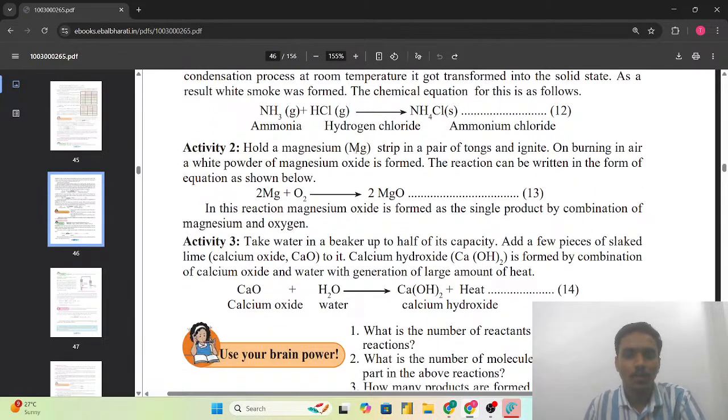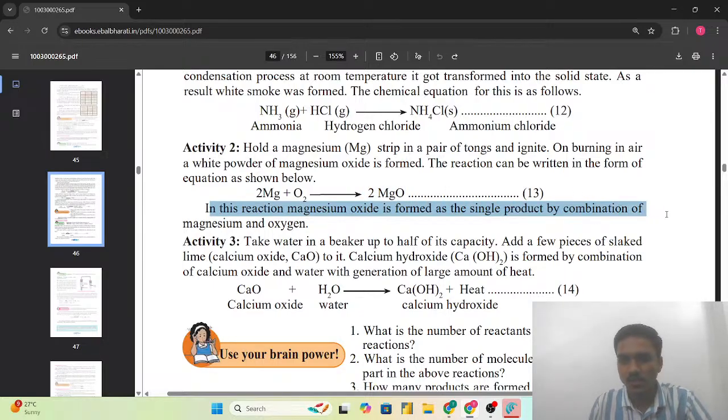Activity 2A: hold a magnesium strip in a pair of tongs and ignite. On burning in air, a white powder of magnesium oxide is formed. The reaction can be written: when magnesium reacts with oxygen, it gives magnesium oxide. 2Mg + O2 gives 2MgO. Balanced reaction. In this reaction, magnesium oxide is formed as a single product by combination of magnesium and oxygen.